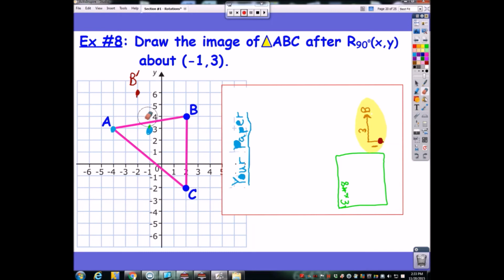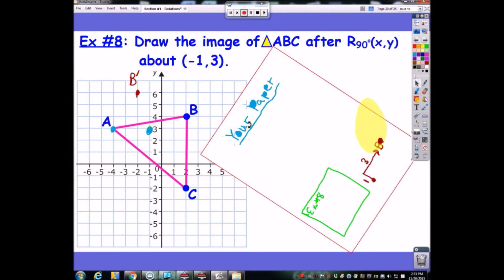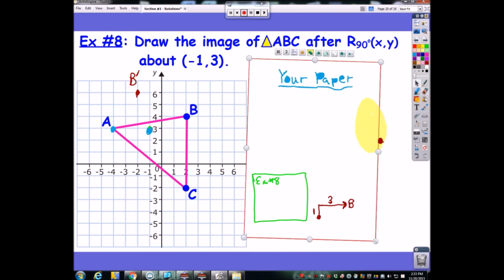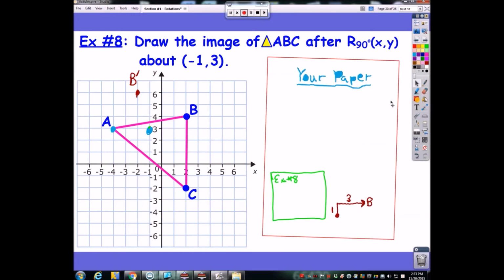Now, we move on to our next point. Let's move our paper back. Get rid of all that junk. And we can leave that there. You can erase it, whatever you want to do. So now let's move on to C.